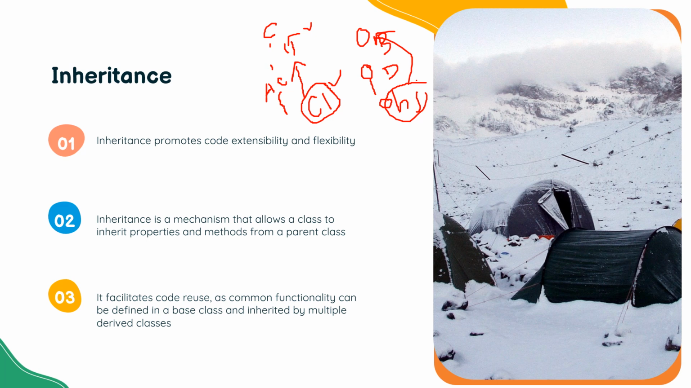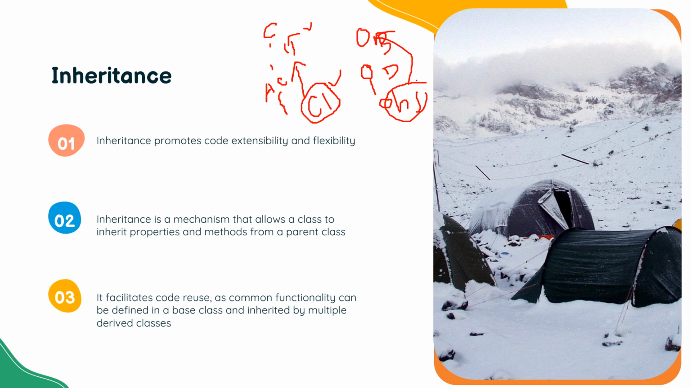That's why it is called inheritance: it is the mechanism that allows a class to inherit properties and methods from a parent class. So the base class from where a new class has been generated is called the parent class, and the new class which was generated is called the child class, or we can say base class and derived class.